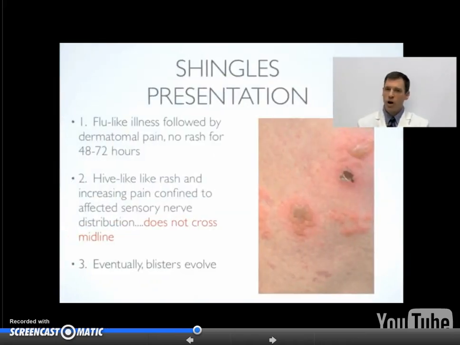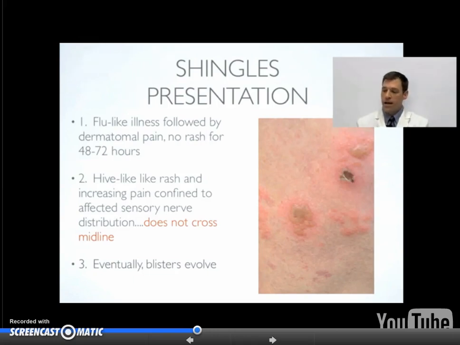How does it present? Often people have a flu-like illness for several days or even a few weeks prior to breaking out in the rash. Usually they'll get dermatomal pain. That means pain in the region that sensory nerve controls. A sensory nerve will control the sensation for one side or one region, a circumscribed region of the body.